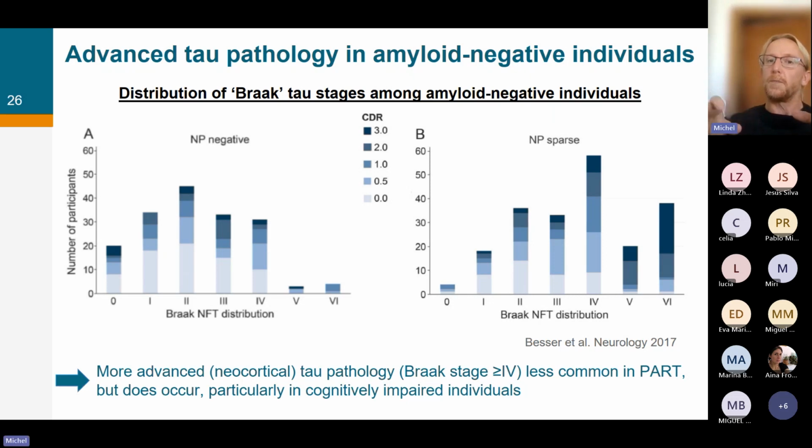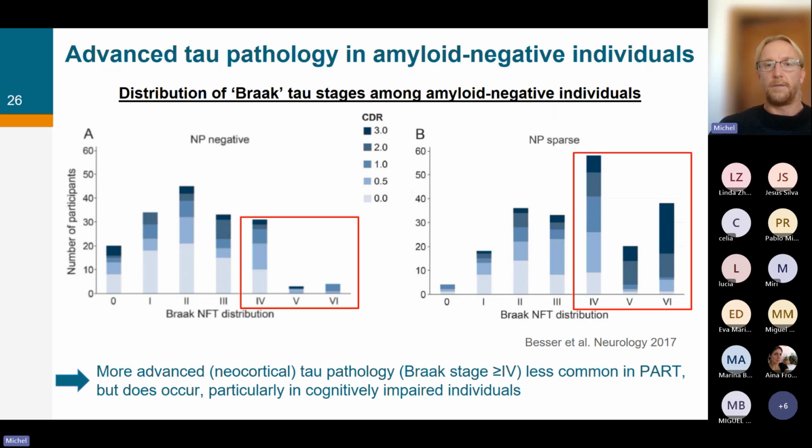That's most often the case, but for some completely unknown reasons, in some individuals, it can also progress towards more widespread neocortical areas in the absence of amyloid. And in these cases, it can produce cognitive impairments that may be very similar to early stages of AD, so amnestic MCI, or even an amnestic predominant dementia profile.